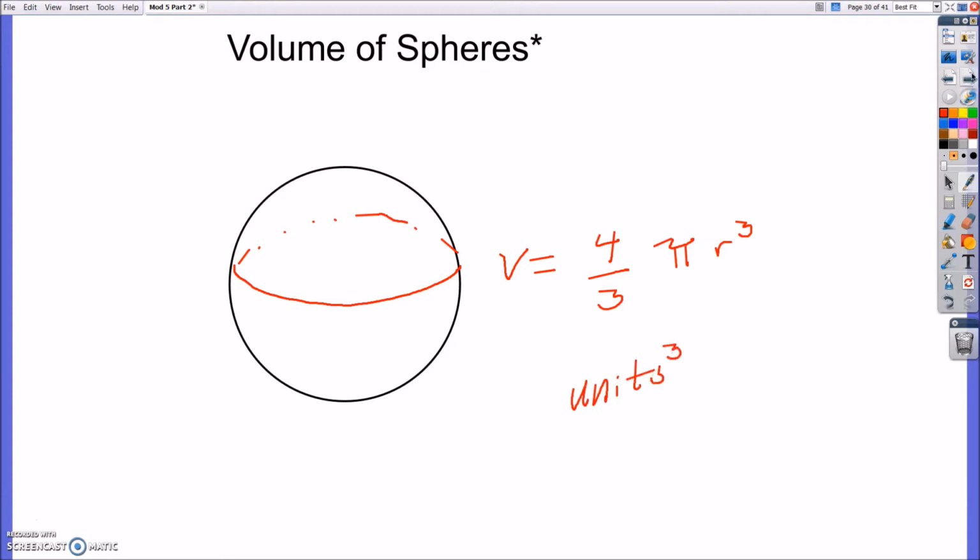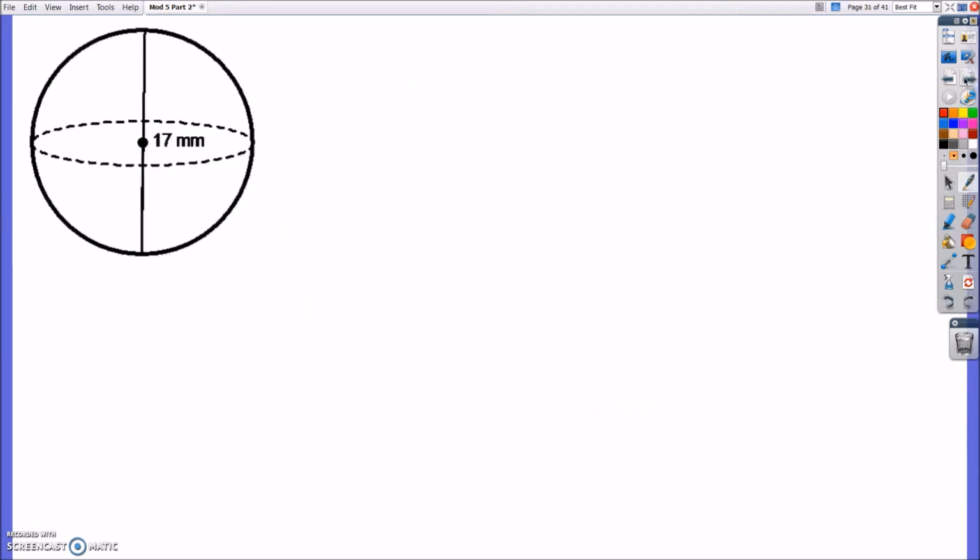So now that I know this formula, all we're going to do is go ahead and look at the situations and plug in some numbers. So right here on this one, it shows us that we have this ball or this sphere, and it has a diameter. I know it's a diameter because it goes from one end all the way to the other. And what I need to do is find the radius. So all I do is cut that 17 in half, and that means I'm going to have a radius of 8.5. And now I just plug this information in.